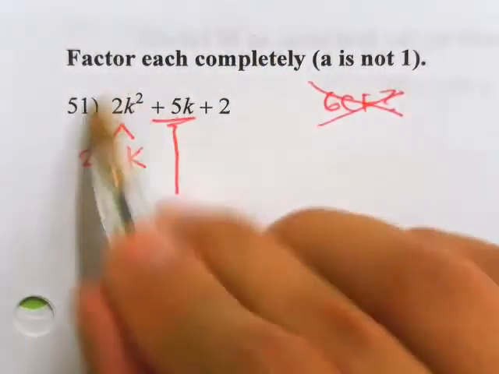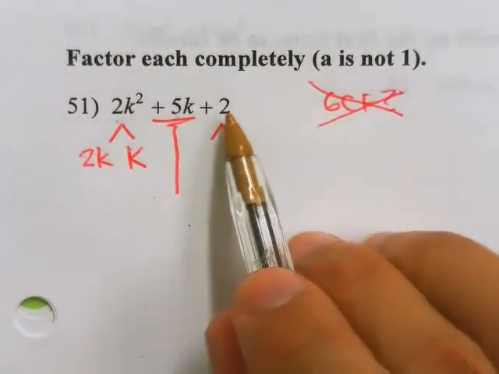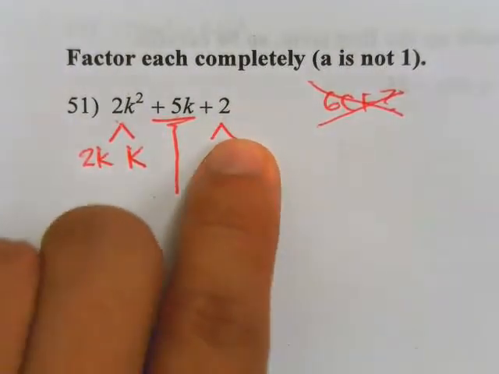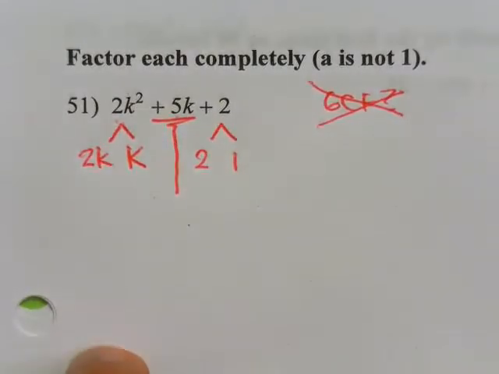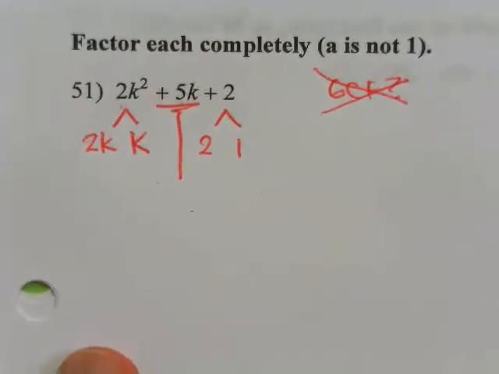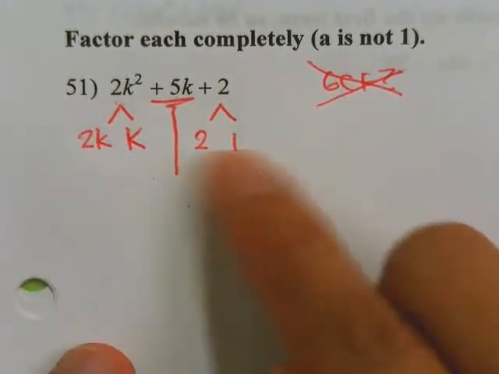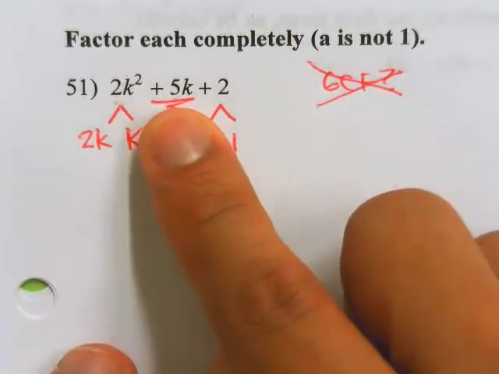So you're going to split up the first term and then you're going to split up the last term. One of the ways to get the factors for positive 2 is 2 times 1. All right, you are going to pick and choose which ones you're going to multiply to which so that they add up to a 5k.